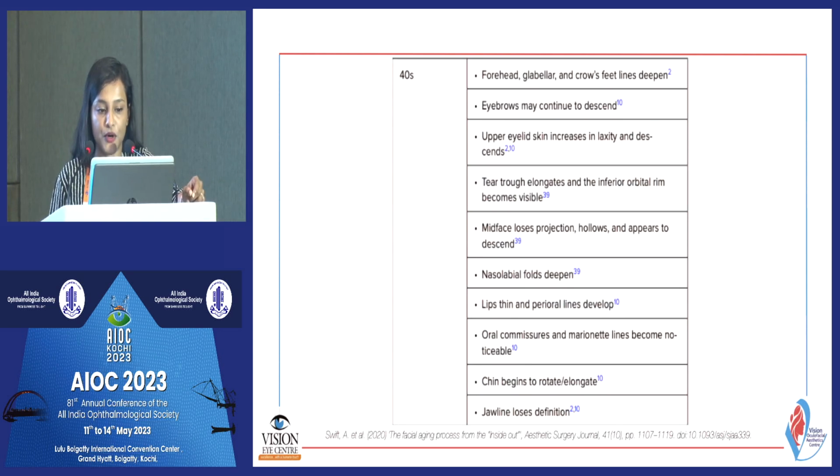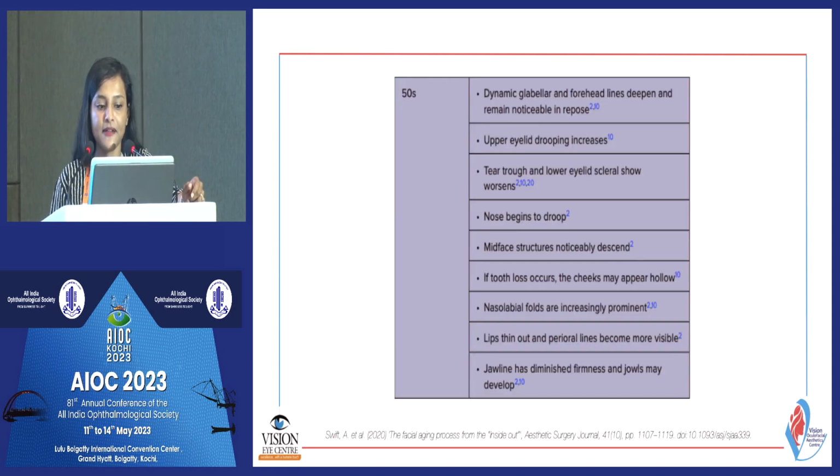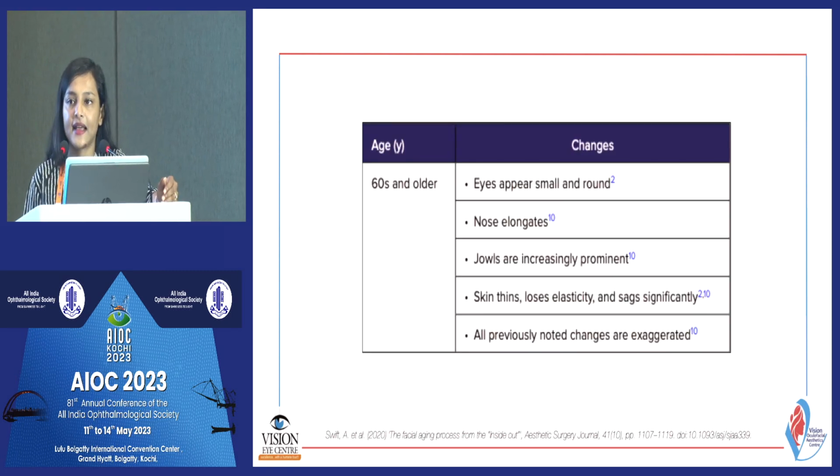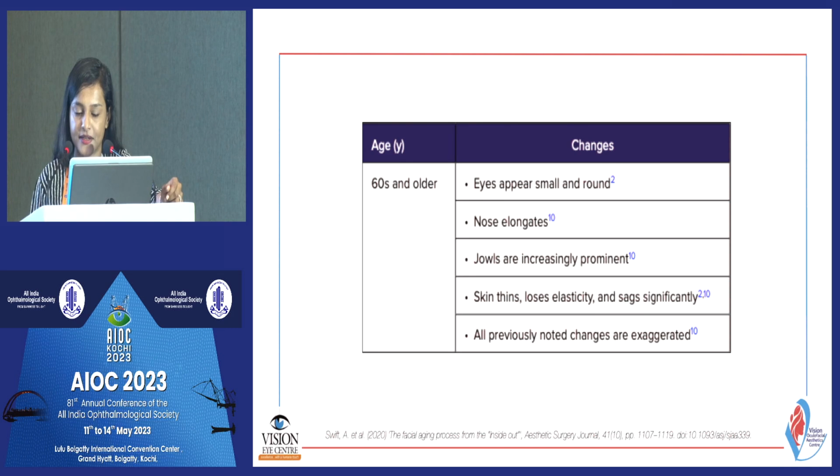As you go into the 40s, the nasolabial folds start to deepen. This is one of the main concerns of people in the 40s. And by 50s, the jawline is what is affected mostly. So other than the jawline, most of the wrinkles which already have developed go from a dynamic to a static stage. And in the 60s, it's mainly the facial descent.